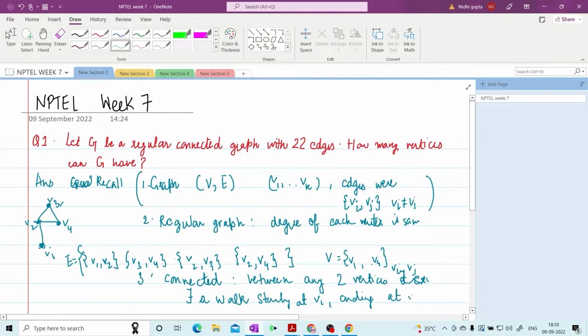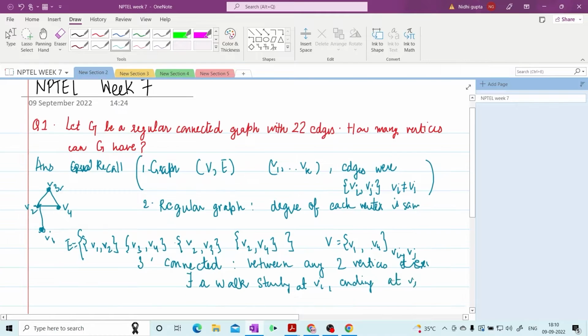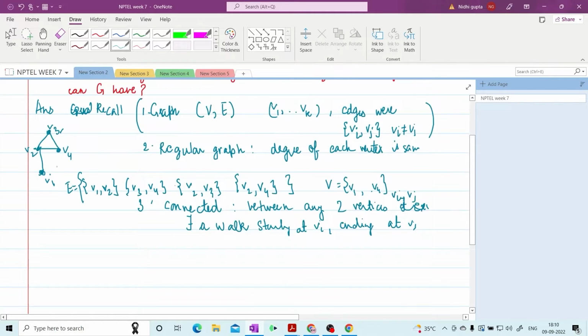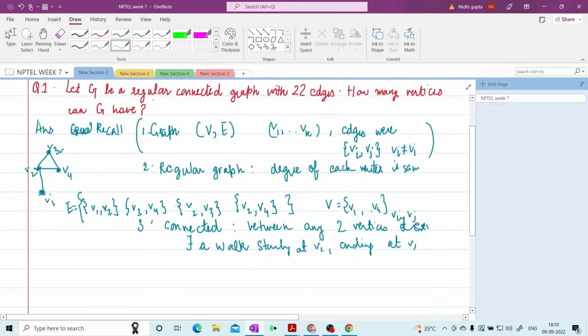And a walk is what you'll imagine it to be. If you want a walk from v1 to v4, you are basically going from v1 to v4 through some edges. The difference between a walk and a path is that in a walk anything can happen, but in a path no edges should be repeated. So this was the terminology that we need in the question.